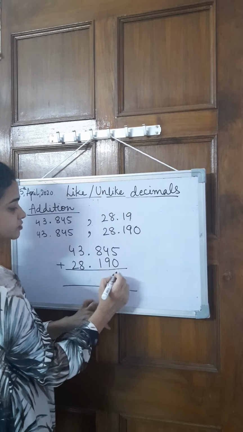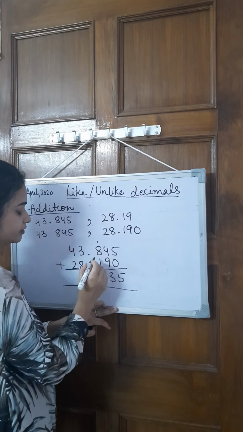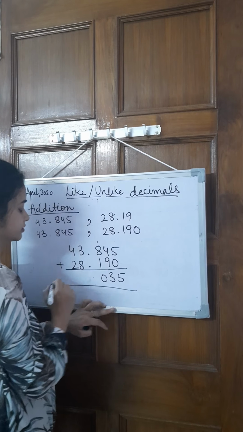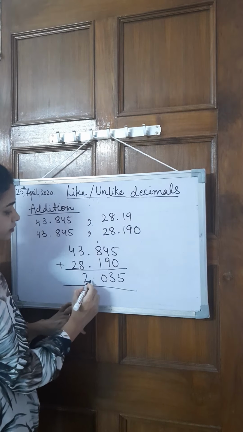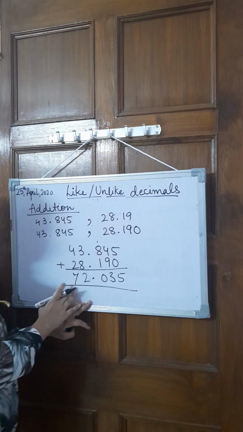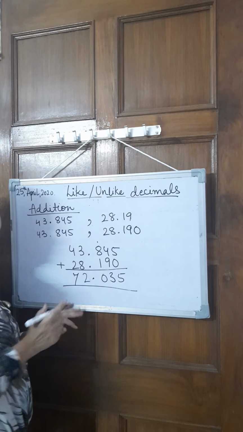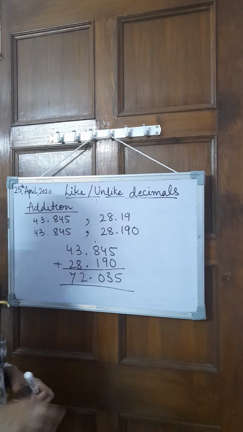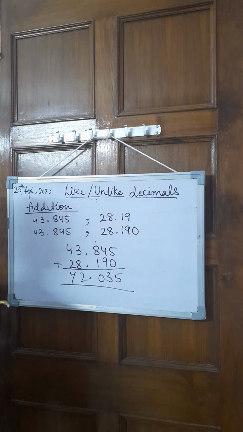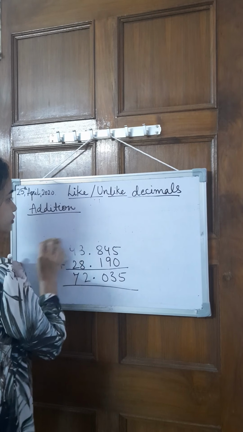Now add them. This will remain 5, 9 plus 4 will be 13, then 1 will be carried, this will be 10, now this will be 12 and this will be 7. So the answer of this will be 72.035.